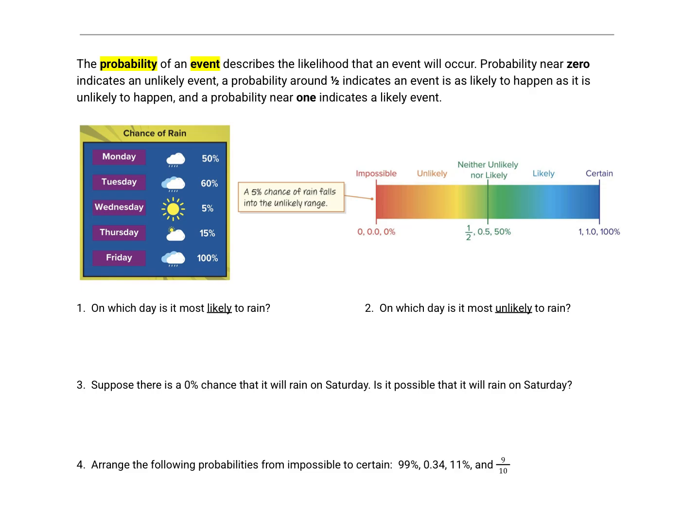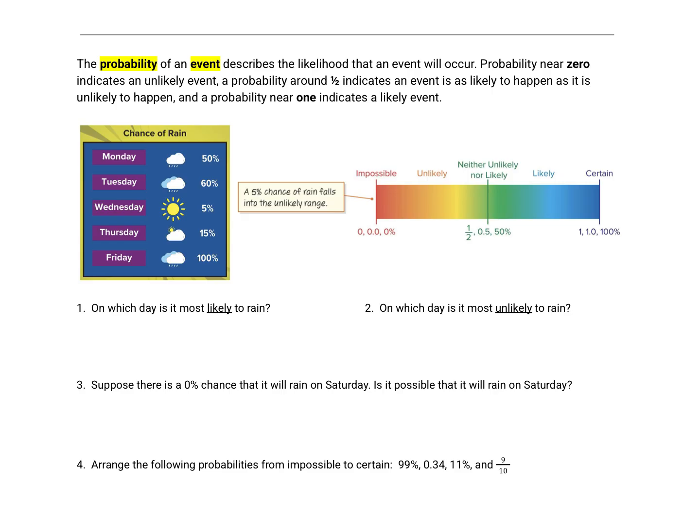All right, today we're going to start talking about probability. So at the top here, we have a little definition for us. It says the probability of an event describes the likelihood that an event will occur. Probability near zero indicates an unlikely event. A probability around 1/2 indicates the event is as likely to happen as it is unlikely to happen, and a probability near 1 indicates a likely event.